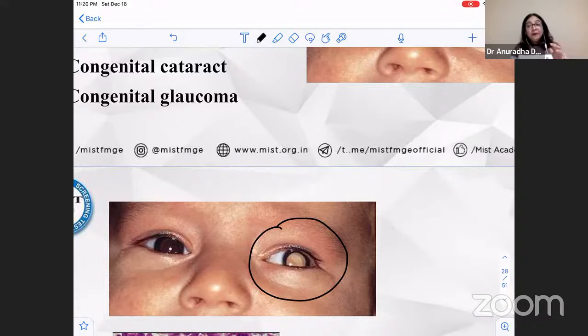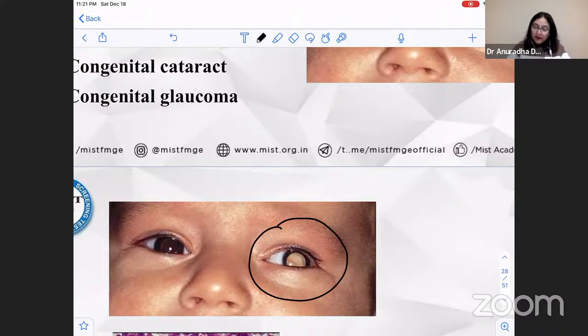Leukocoria can have multiple causes. The most common cause of leukocoria is congenital cataract, but the most dangerous cause is retinoblastoma. And as you know, if you remember, the most common presentation of retinoblastoma is leukocoria, that is white pupillary reflex. So when a child who is 1.5 years old presents with leukocoria, the possibility of retinoblastoma should be kept in mind.